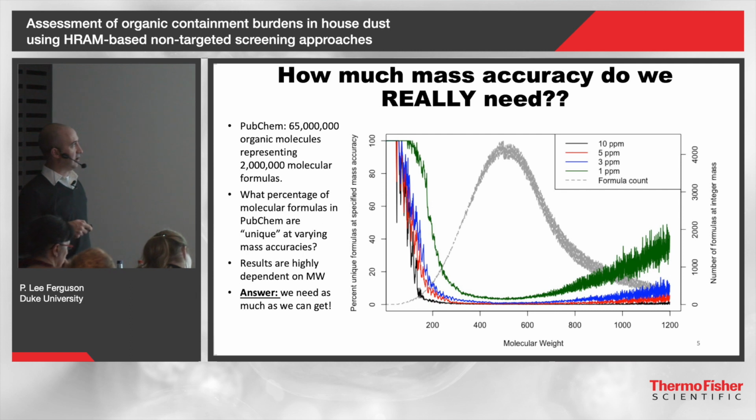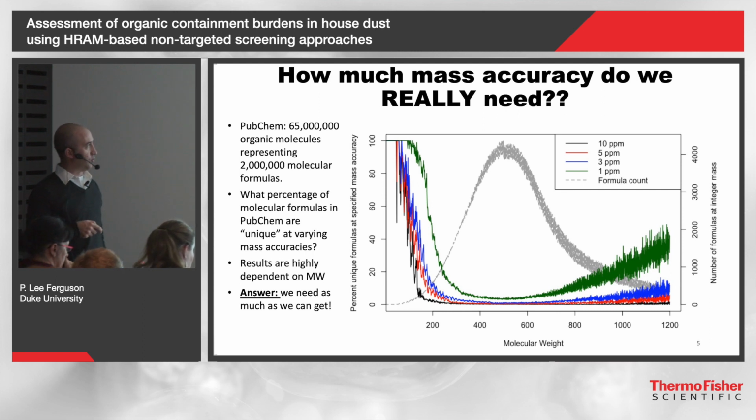And what you can see is that at 10 ppm, very quickly you fall off here, and so you get a very low percentage, and it approaches 0 as you enter the main space that we're interested in with respect to compound identification. So almost no molecular formulas are unique at 10 ppm.